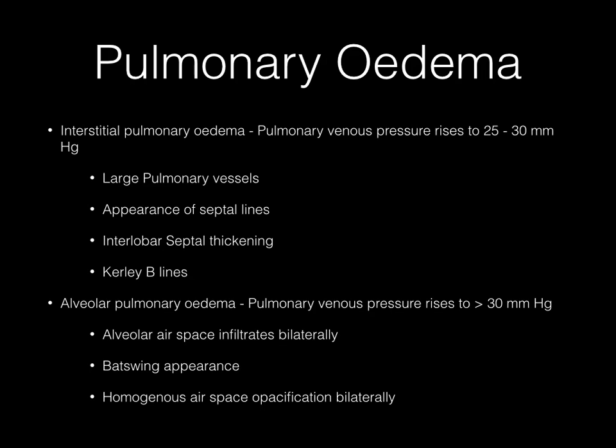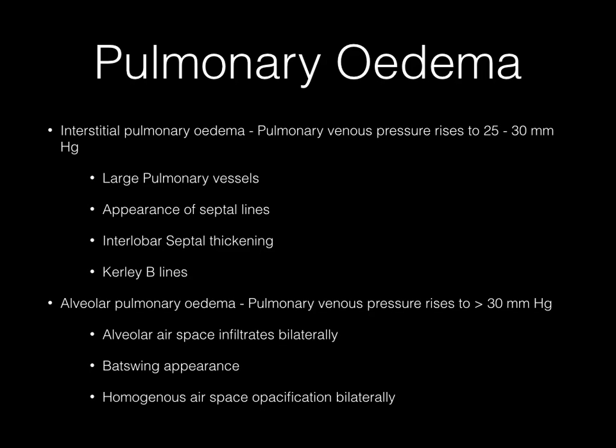But the two classical patterns of description of pulmonary edema include an interstitial pulmonary edema, which occurs because of fluid collection in the lung interstitial space and usually develops when the pulmonary venous pressure rises to around 25 to 30 millimeters of mercury. These interstitial infiltrates can be well visualized way before you see clinical signs and symptoms in the patient. And radiographic signs that may indicate the presence of interstitial pulmonary edema include large pulmonary vessels, appearance of septal lines, curly B lines, as well as interlobar septal thickening.